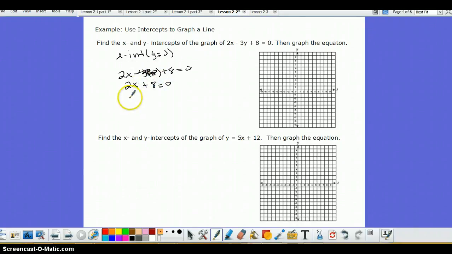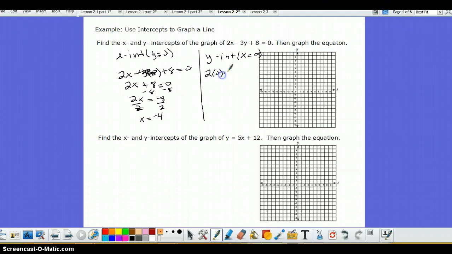So I want to solve for x, so subtract 8 from both sides. So that gives me 2x equals negative 8. Divide by 2, and x is equal to negative 4. So there's my x-intercept. So the y-intercept, this one, x equals 0.